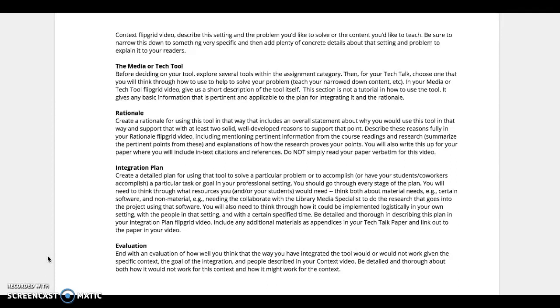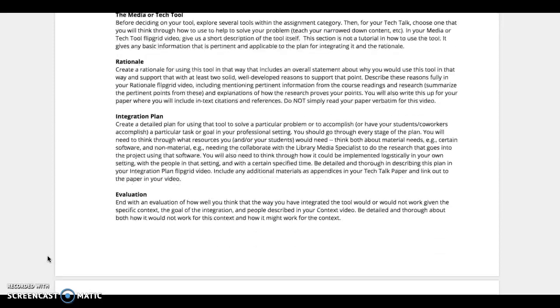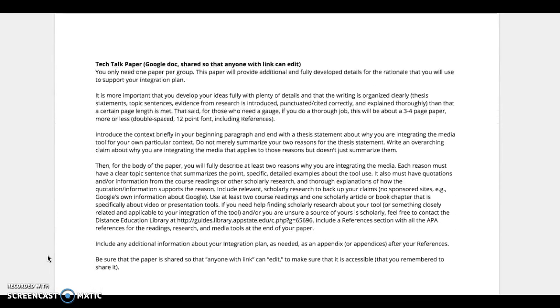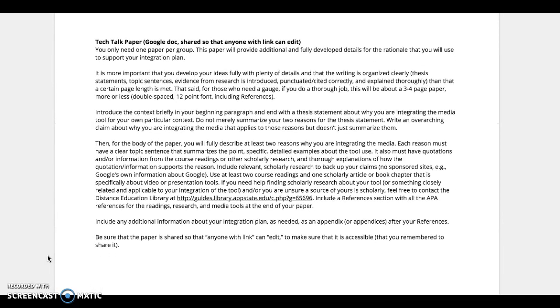It's really just talking to us about what you need to know about the media tool, what we need to know about the integration plan, what we need to know about the evaluation. So think about it that way. It's really more talking to us from a very knowledgeable place. And then to supplement those videos, you're going to also have a paper. And this is a paper where you are fully describing the rationale and including research in it.